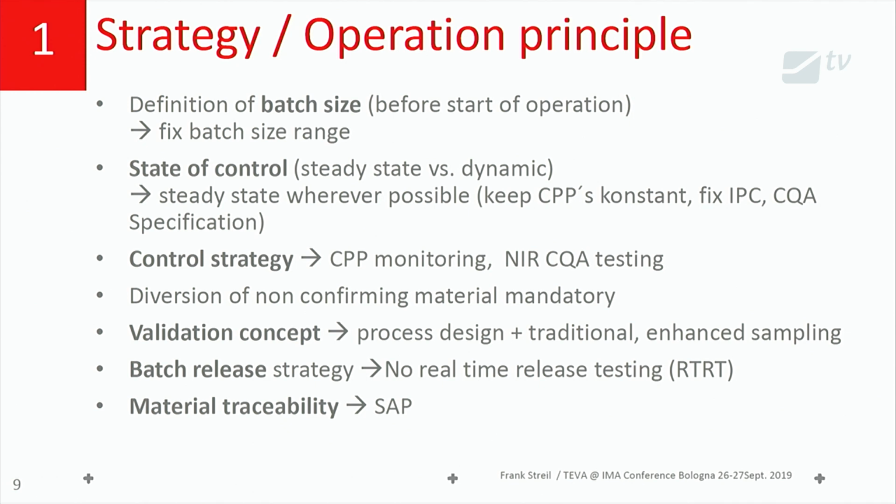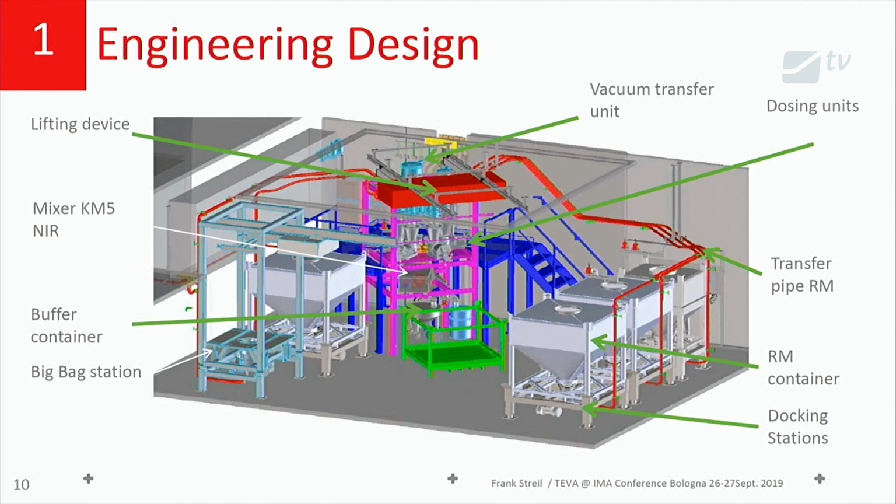Diversion of material was mandatory because otherwise you cannot convince the authorities. That's key. For validation, we defined a hybrid approach between process-defined implementation and the classical 3-batch validation. In our case, we decided not to go for real-time release testing, although I would agree with what Justino said, that real-time release at the final stage brings additional benefit. But for us, it was not part of the strategy. Material traceability was something that needed to be done.